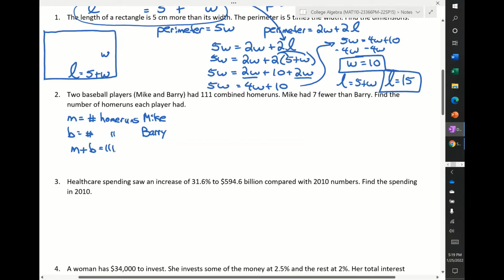We also know that Mike had 7 fewer than Barry. So the number that Mike had was, is it B minus 7 or 7 minus B? 7 fewer than Barry. B minus 7. Remember, we talked about this before. If I asked you what's 7 fewer than 10, you would tell me it's 3, right? We just kind of switch that order. So we have B minus 7. At this point, we have our equations. Like we did before, we could substitute B minus 7 in for M.